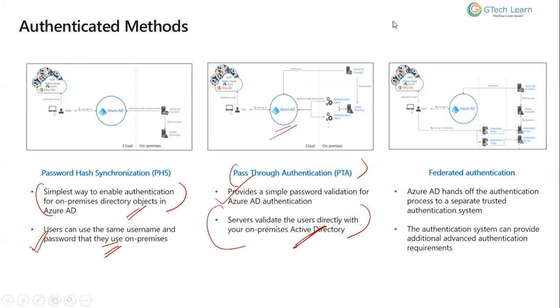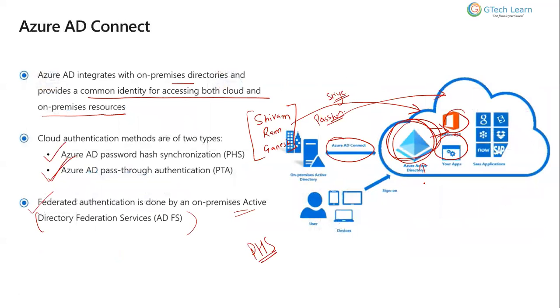It means that if any sign-in request is made when we are using the pass-through authentication, in that case all the sign-in requests are going to be handled by our on-premises Active Directory over there.